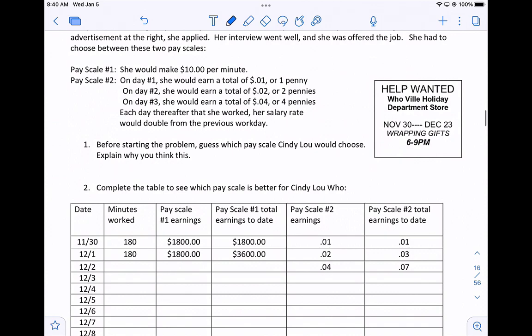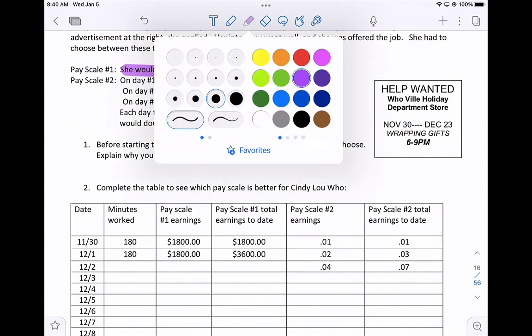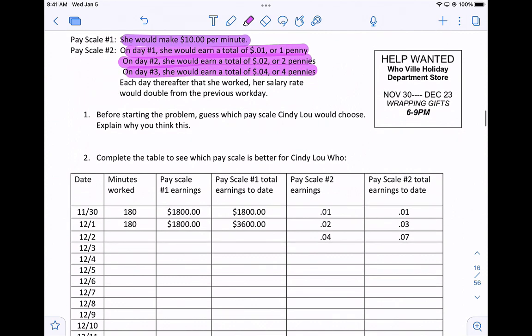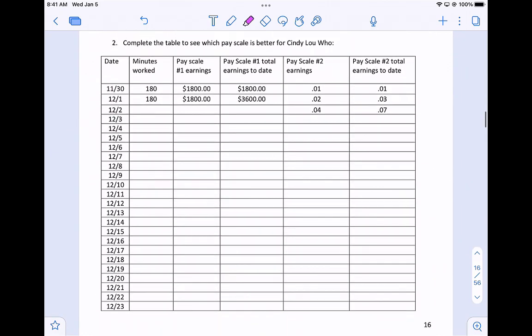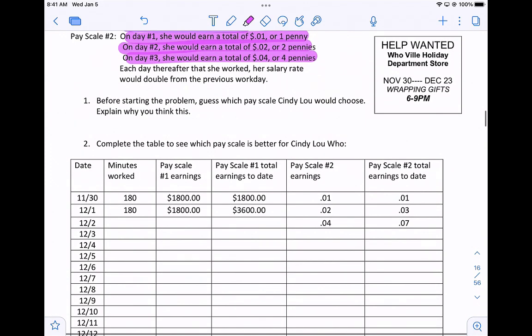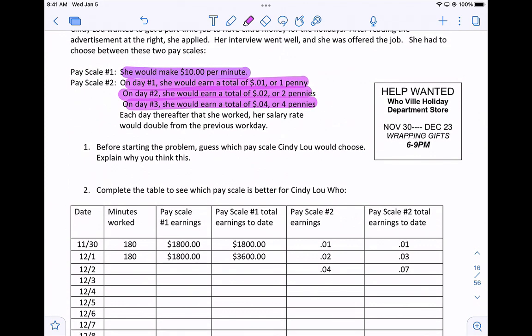So pay scale number 1, she would make $10 per minute. Pay scale number 2, on day 1, she would earn a penny. On day 2, it would double to 2 pennies. Day 3, it would double to 4 pennies, and so on. So before starting the problem, can you guess which pay scale Cindy Lou would choose? And she's working, she starts at, I think it's like the day after Thanksgiving, all the way up to the day before Christmas Eve. And again, which pay scale?